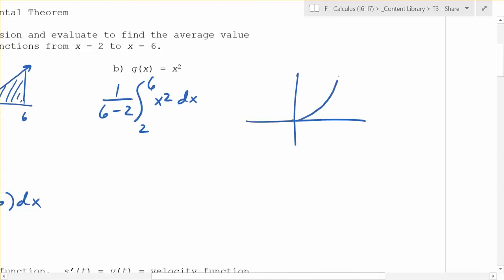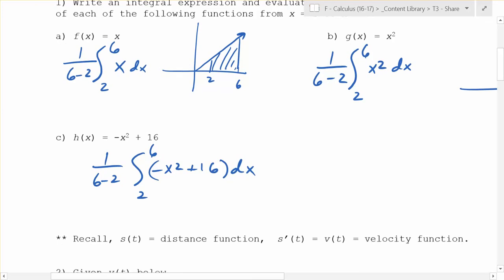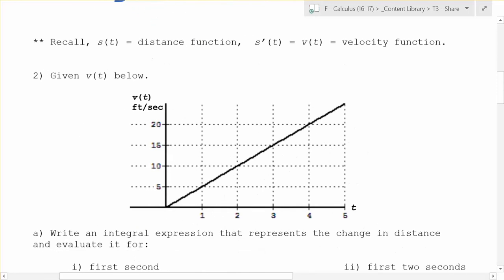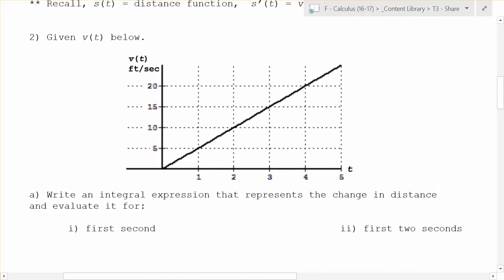But what happens when you go to this one? x squared, it's curved, right? If you go from 2 to 6, do you have ways to estimate that? Yeah, and you can estimate pretty well, but you don't have a way of getting an exact answer until you do what? Use your calculator, exactly. Okay, so we were just looking at a graph like this.